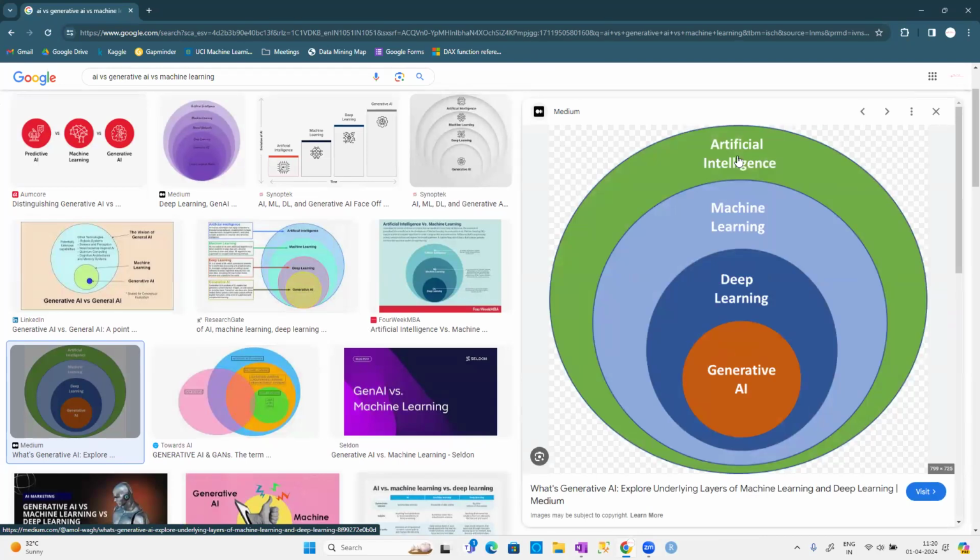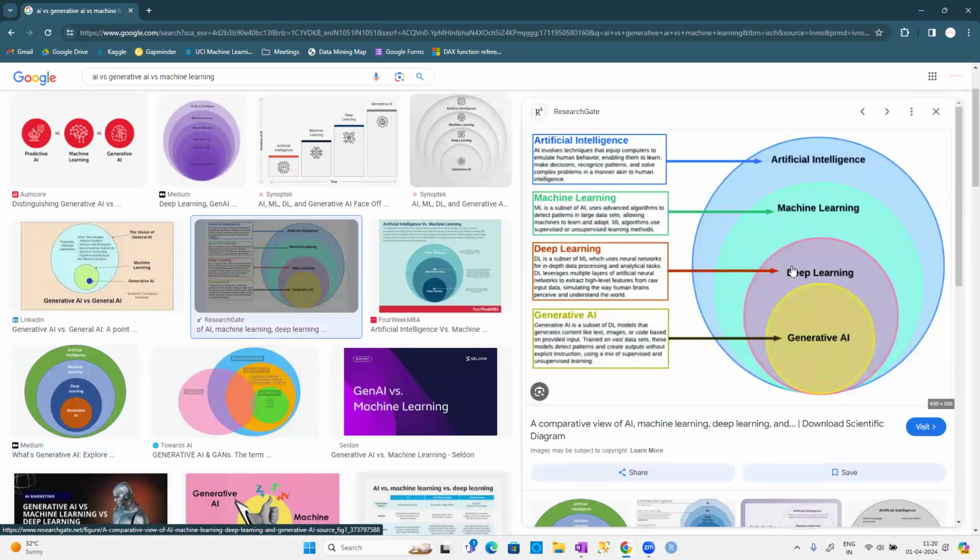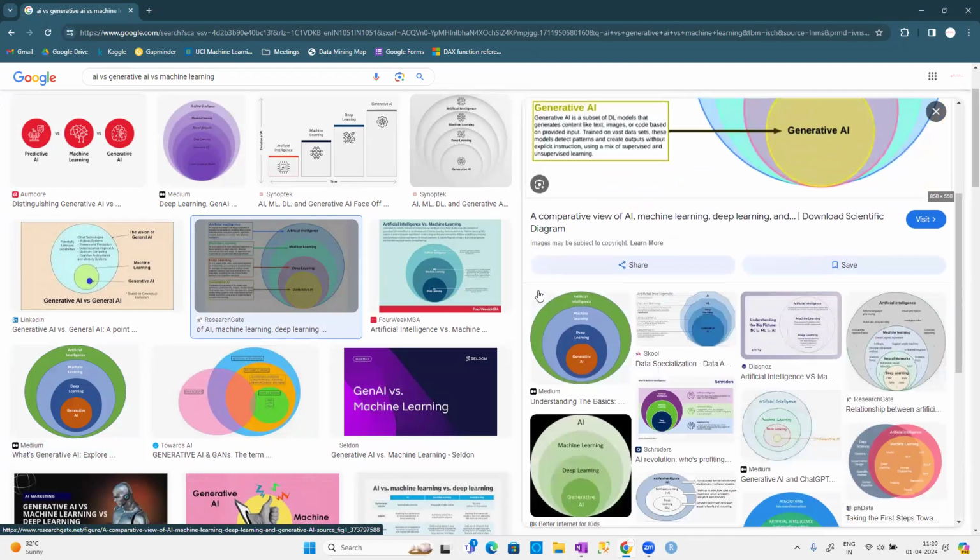Previously, I told you about the diagram I'm showing you: artificial intelligence. Inside that, we have machine learning. Inside that, we have deep learning. Now, recently, they have added generative AI concepts. We have to learn it. So it keeps on adding new things, guys.